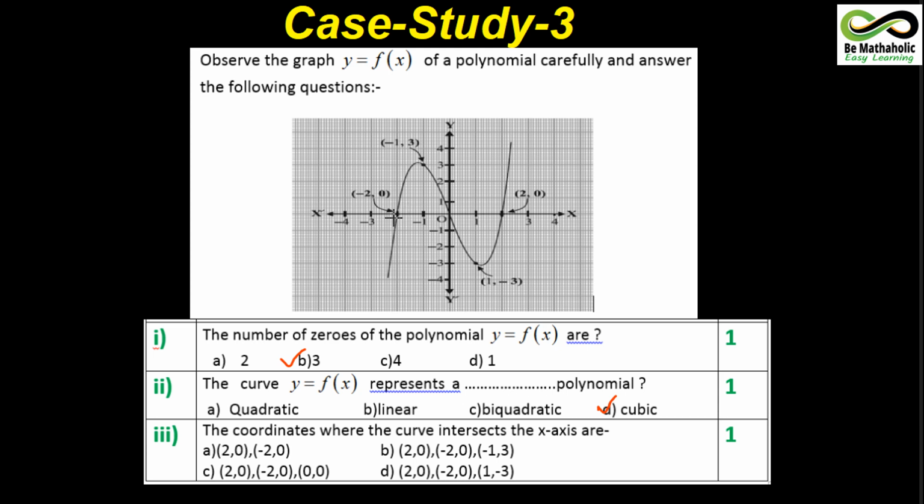Okay. Then the coordinates where the curve intersects the x-axis. Now here they are asking the coordinates. So you know, this one is one coordinate (minus 2, 0), and this point is the origin, so it will have the coordinates (0, 0), followed by (2, 0). So you have (2, 0), (minus 2, 0) and (0, 0). C option is the correct choice. I hope you have understood.